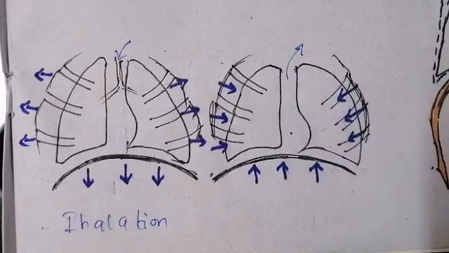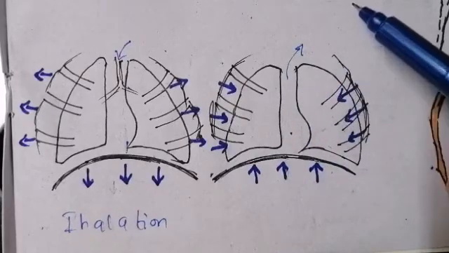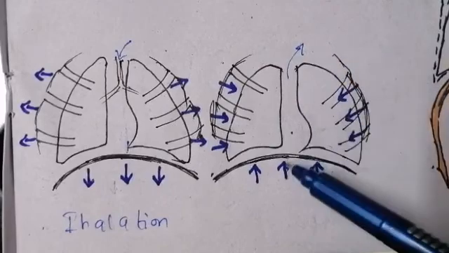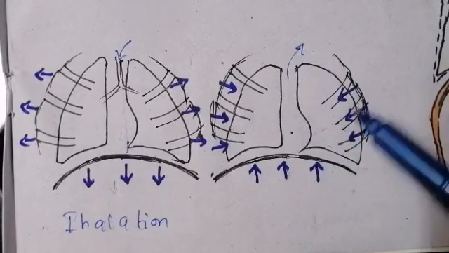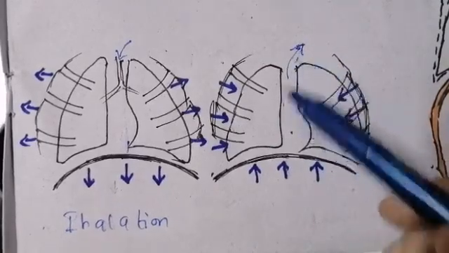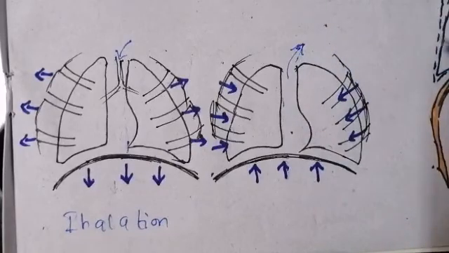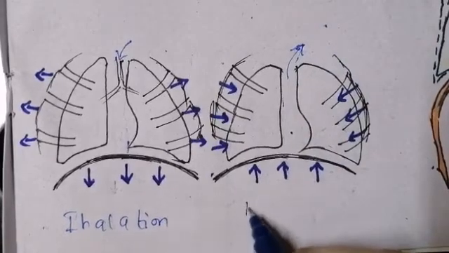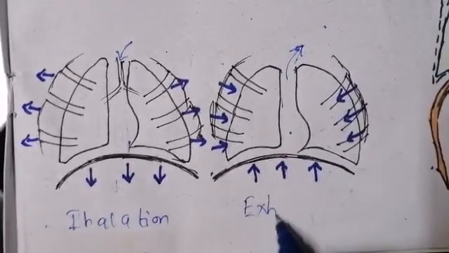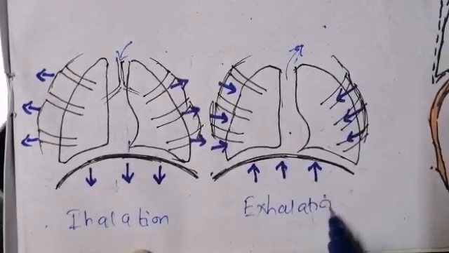So the space will become less and there will be easy contraction of the diaphragm and the ribs to cause the easy passage of the air outside the thoracic cavity, and in this way the expiration can take place. So this is the process during the exhalation.